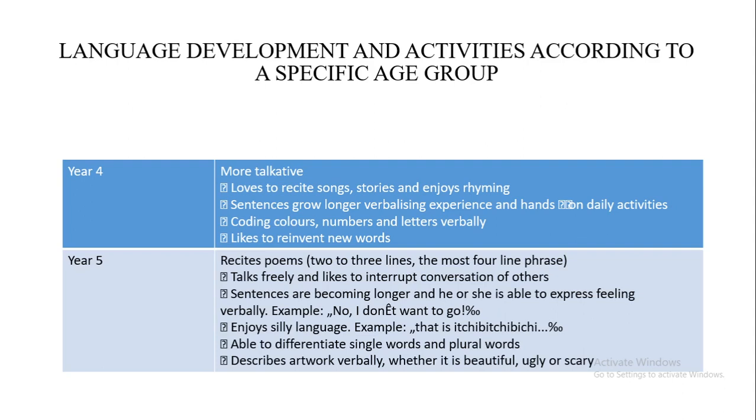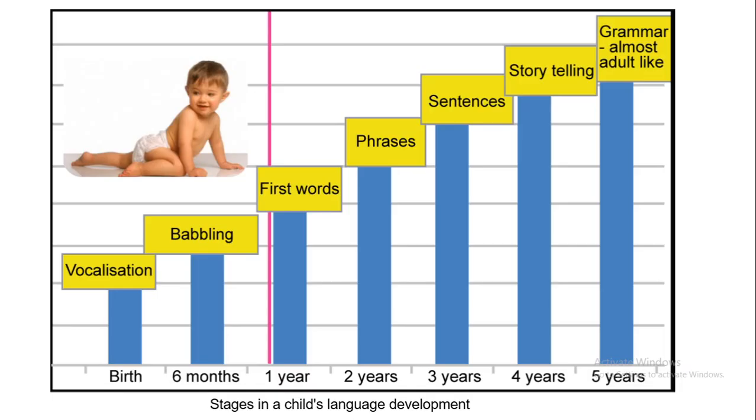We can see those developments in a normal child according to the specific age group. If you look at this slide, you can see the stages in a child's language development: at birth, at 6 months, what they do, and at 1 year, the first words; 2nd year, phrases; 3rd year, sentences; 4th year, storytelling; and by the 5th year, we'll be using grammar, which is almost adult-like.